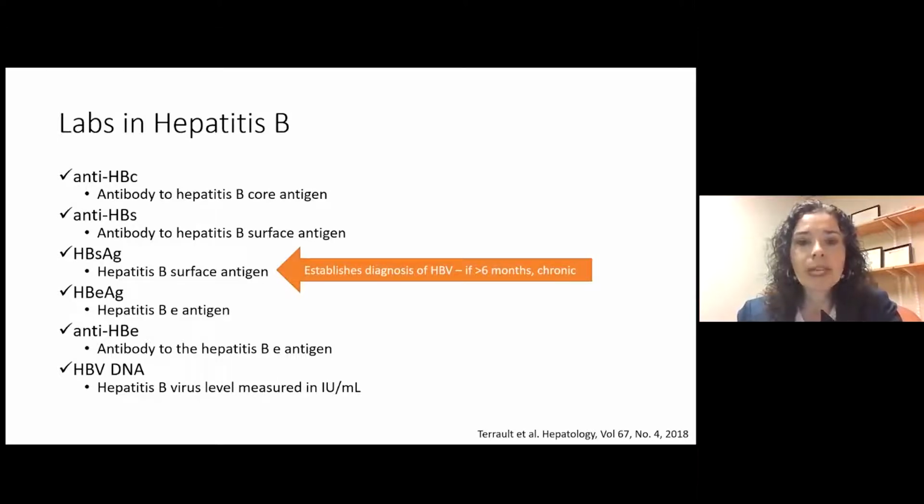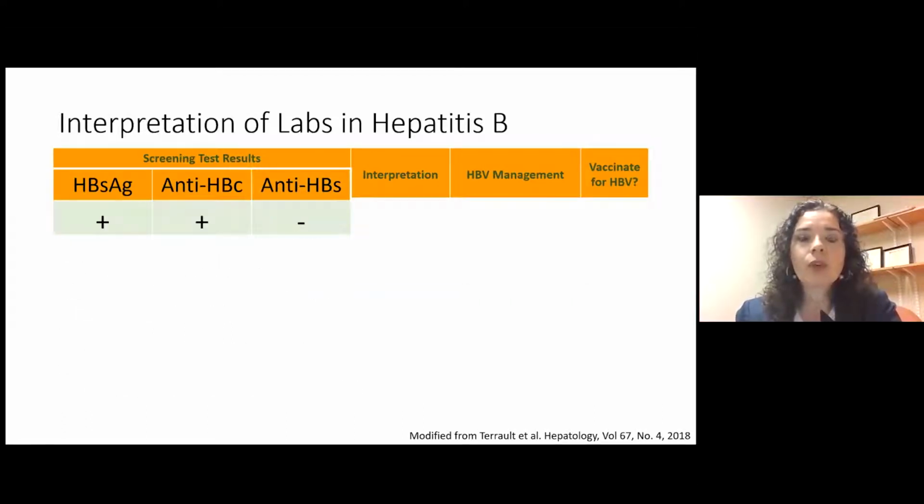Remember that the hepatitis B diagnosis of chronic infection is established when your surface antigen is present for greater than 6 months. So I'd like to review the interpretation of labs in hepatitis B because I feel this is important clinically and potentially something that could come up.